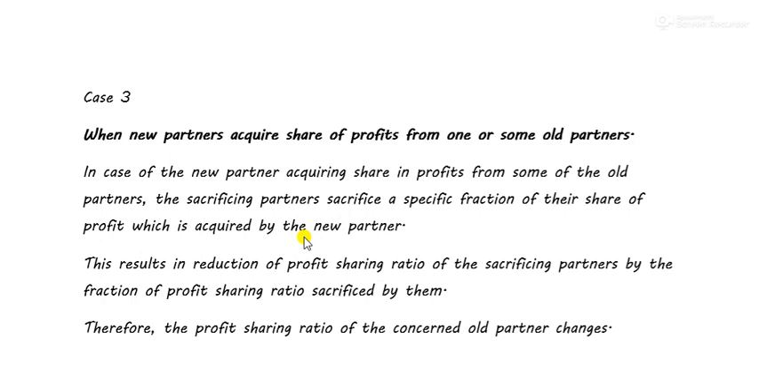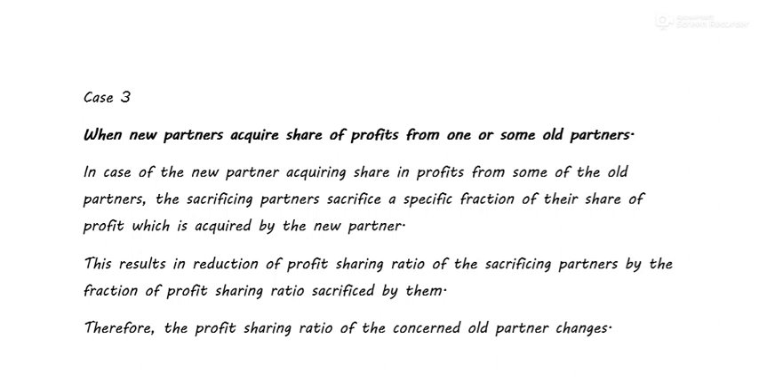And this case is the last case. And what does this case say? Let's read. When new partners acquire share of profits from one partner or some old partners. So in this case, what happens? There are old partners and then a new partner is admitted, and the share of that new partner is given by one or more partners, not all the partners.